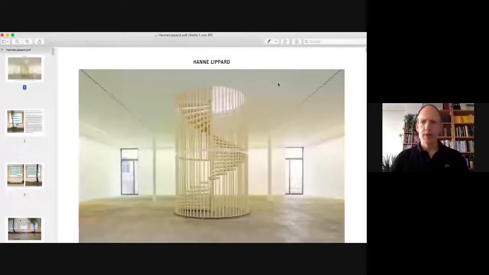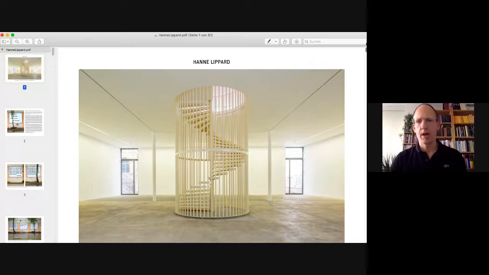So Hanne Lippert is an artist from the UK. She lectures at our university, or she used to lecture at our university. And Hanne mostly works with text. So her work is about text as a material, as a medium, and obviously as a message. She uses text in written form, but also verbal, spoken language. But basically, it is about text.